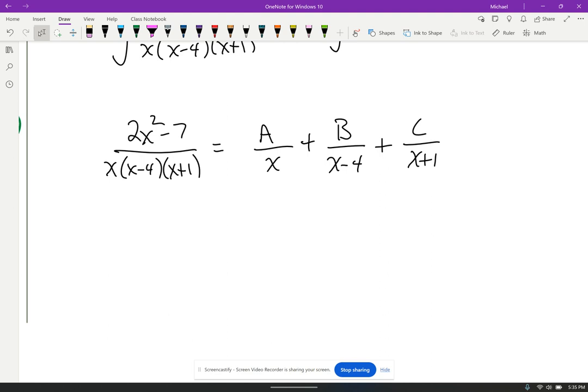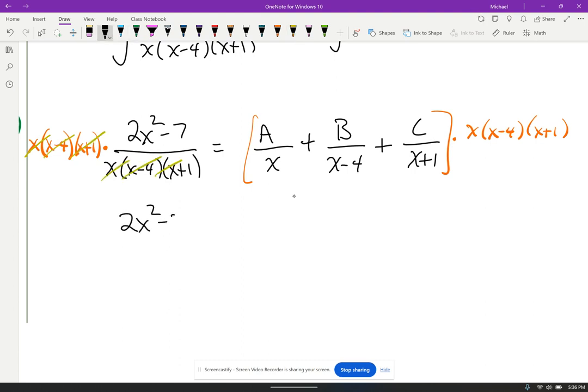So what we're going to do, and this is what we did in the previous video, is multiply by the common denominator, which would be this product. So I'm multiplying the left side of the equal sign by x times x minus 4 times x plus 1. And I'm multiplying each of the terms on the right side by x times x minus 4 times x plus 1. Why? Because when we do that, all of these will reduce out, and we're left with just the numerator.